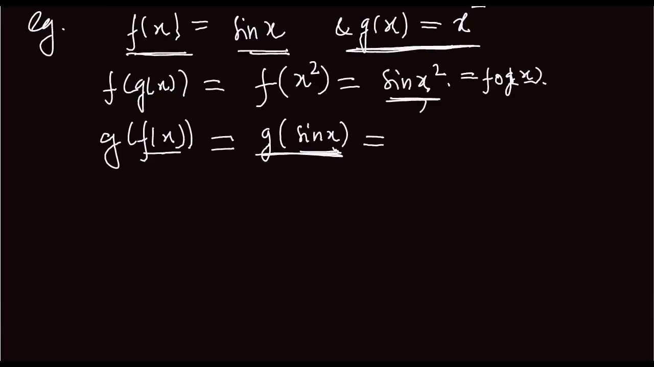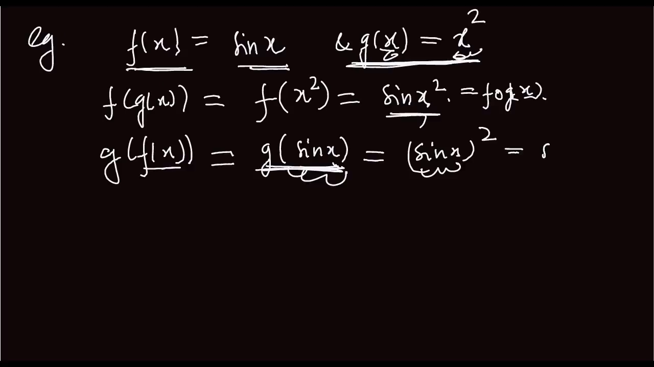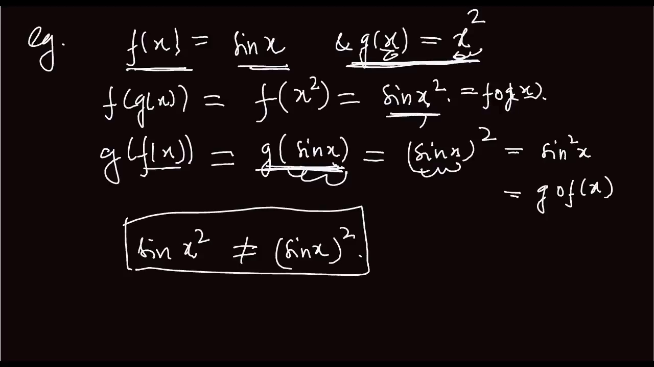g of sin x. g of x is x square. Okay. So g of sin x will be sin x whole square. Fine. That can also be written as sin square x, or gof of x. Now sin of x square is not equal to sin x whole square. Fine. And that's how we can prove that fog is not equal to gof.